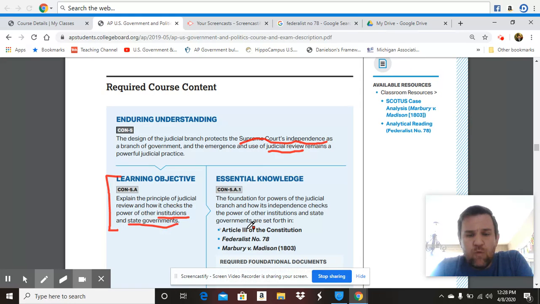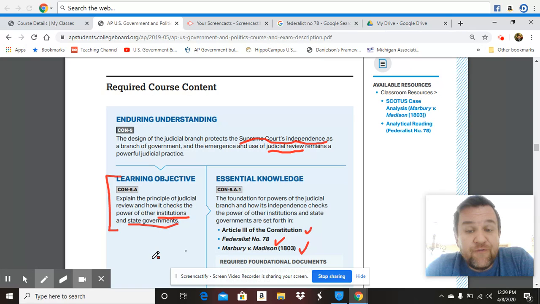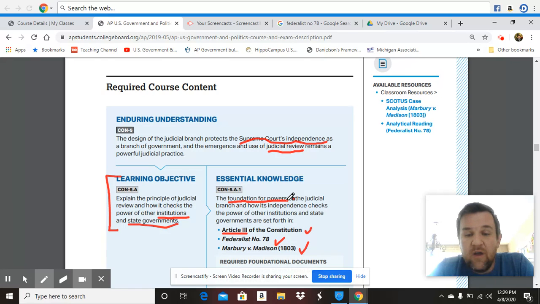So the essential knowledge is what students will know. This is what your must knows, right? The foundation for powers of the judicial branch and how its independence checks the power of other institutions and state government are set forth in Article 3, right? Article 3 of the Constitution, which says basically that all judicial powers in the United States will be vested in the Supreme Court, right? So this is really laying out the foundation for powers of the judicial branch, that all judicial powers will be vested in a Supreme Court.